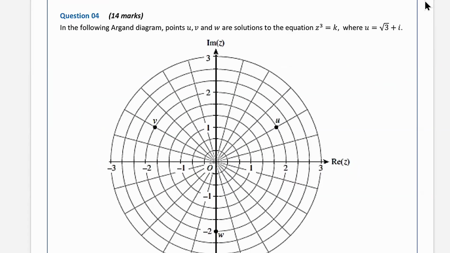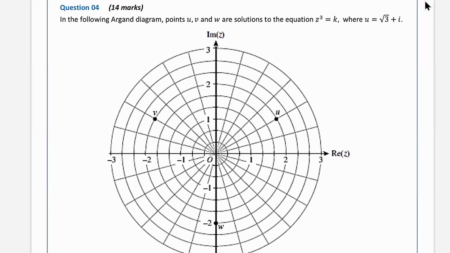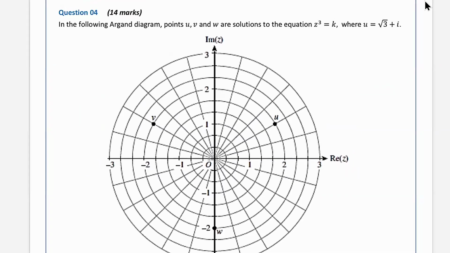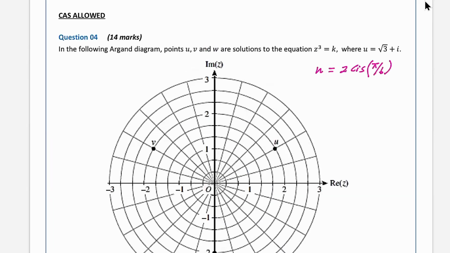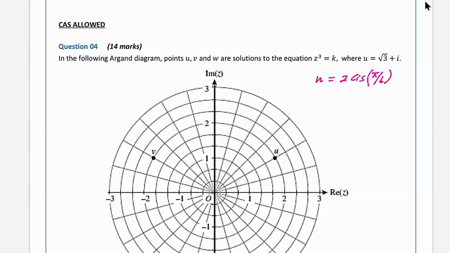Yeah. So in the following diagram, U, V, W are solutions to this. Okay. So if U is equal to that, I'm going to convert it into cis form. This is going to be 2 cis pi divided by 6, isn't it? So now this question we did before?